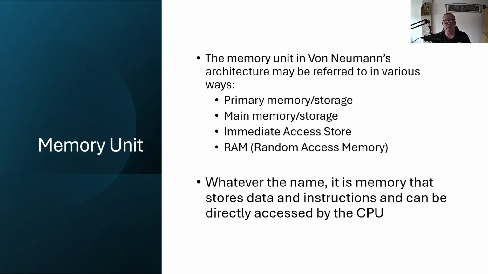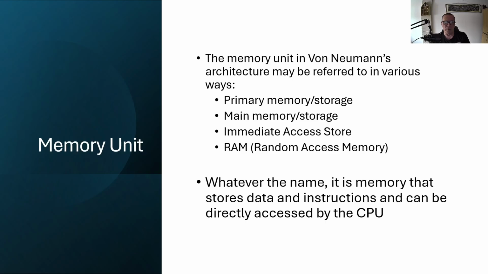So the memory unit in von Neumann's architecture is sometimes referred to as different things. It's really confusing. There are so many names for it. But we can call it primary memory or primary storage, main memory or main storage. CIE like to call it immediate access store, and it's also generally referred to as RAM because that's what we use for it now. Whatever the name though, the memory unit stores data and instructions in the same memory unit, and these can be directly accessed by the CPU.